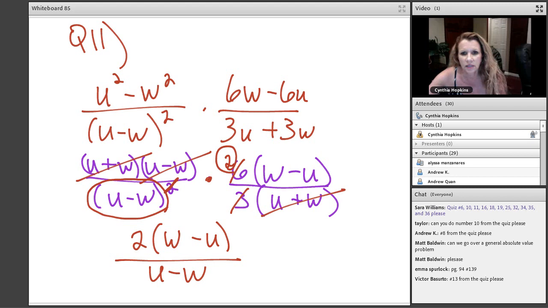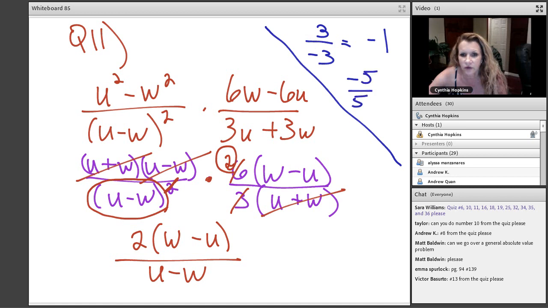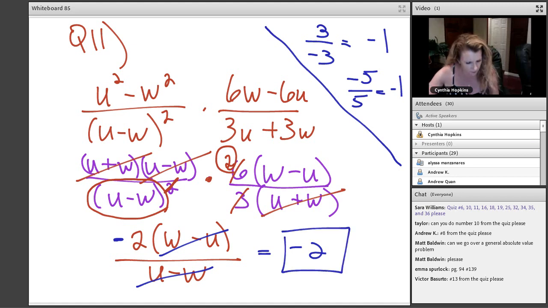So let me just do a little example here in blue up at the very top right. If I have 3 divided by negative 3, do you agree those are opposites? Well, that equals negative 1. If I have negative 5 divided by positive 5, those are opposites, and don't I get negative 1? So whenever you have opposites, they simplify and you get negative 1. So I'm going to cross those out, and I'm going to put the negative sign in front of my 2. So my final answer is negative 2. Okay? All right, that was number 11.